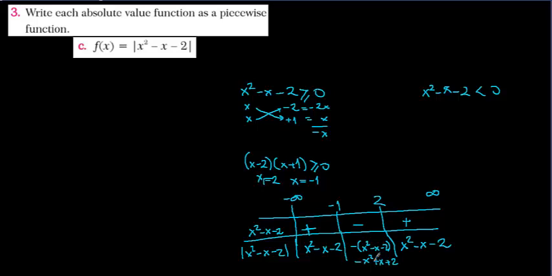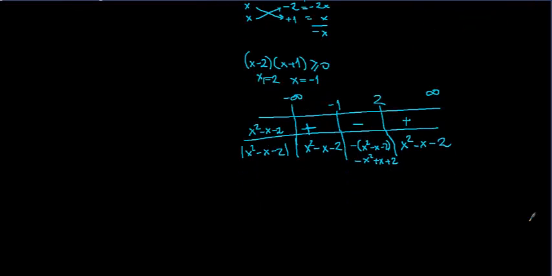So as you see, I wrote 3 different functions here, but actually the first one and the last one are the same. So there are 2 different functions here. This is the last step now. f(x) is equal to, there are 2 functions. One of them is x squared minus x minus 2. The other one is minus x squared plus x plus 2 is going to be.